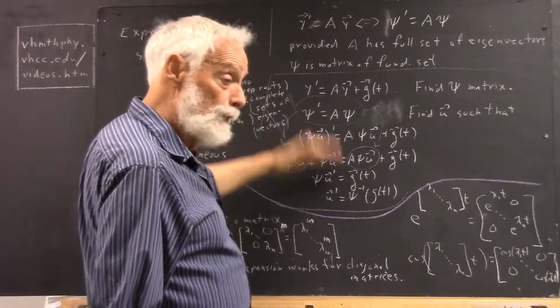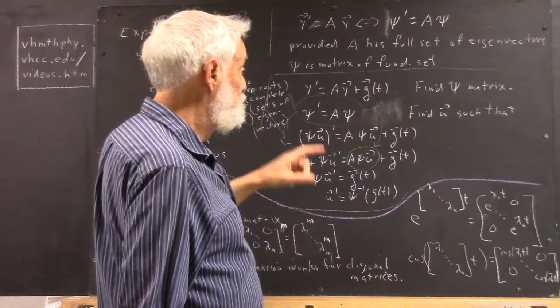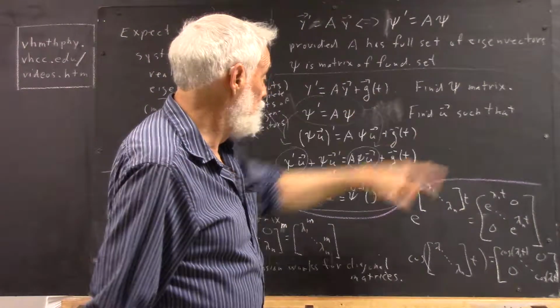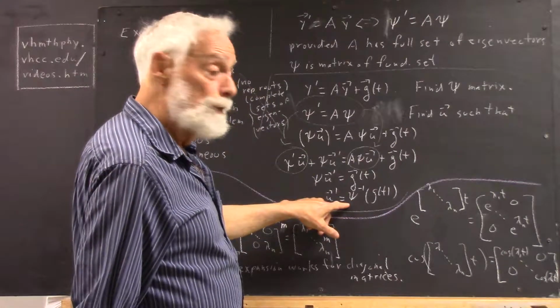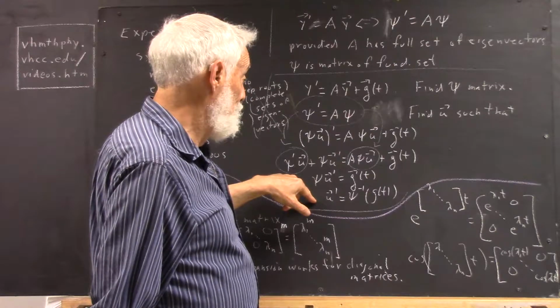If you've done anything with this process. Now, if you know the psi matrix, then all you got to do is invert it and multiply it by your g of t, and you have a u prime.